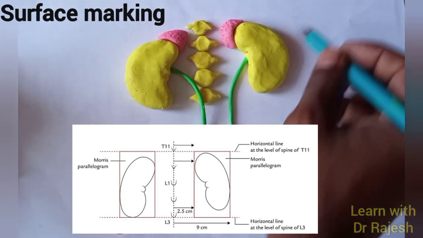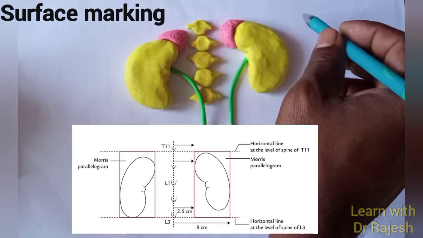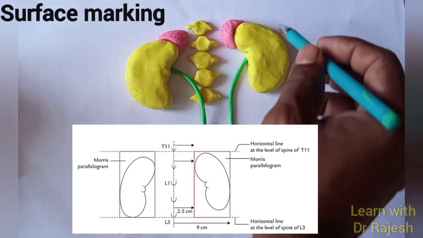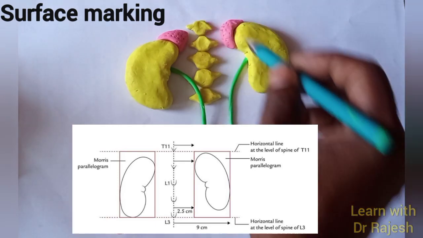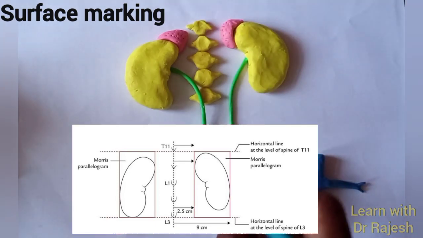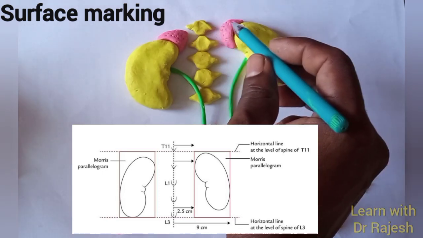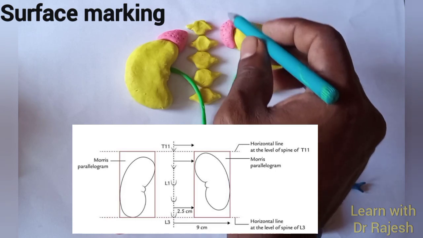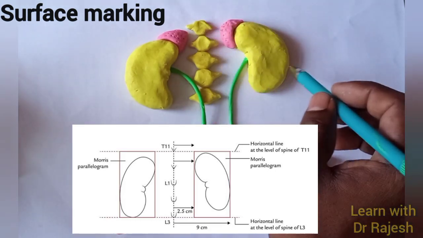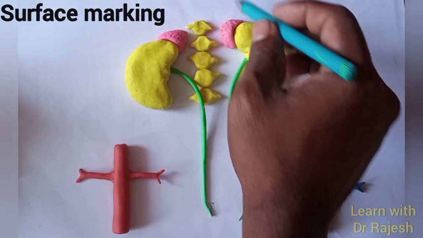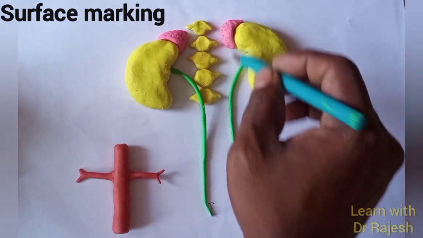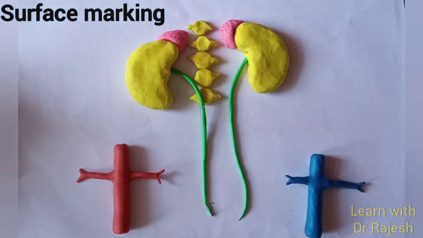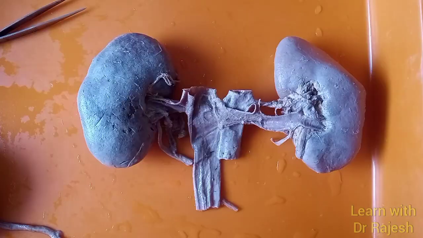So upper and lower limit can be marked by the T11 and L3 vertebrae, and two vertical lines can be marked, one at 2.5 centimeter from the midline and the other one at 9 centimeter from the midline. So that will give you the Morison's parallelogram, the surface marking of the kidney from behind.